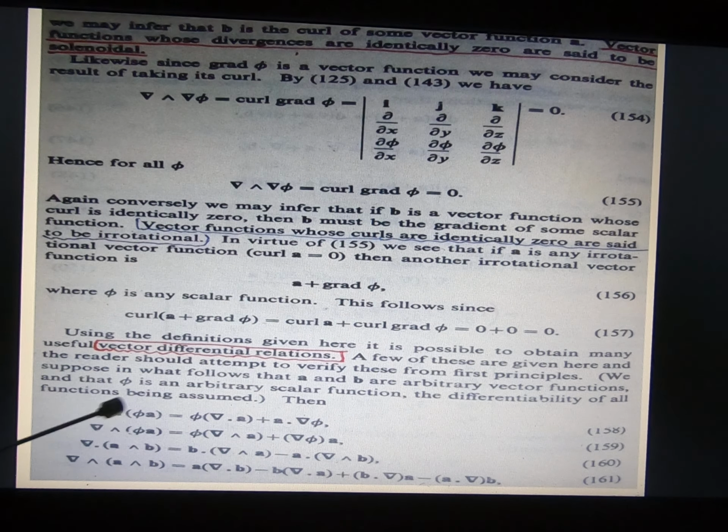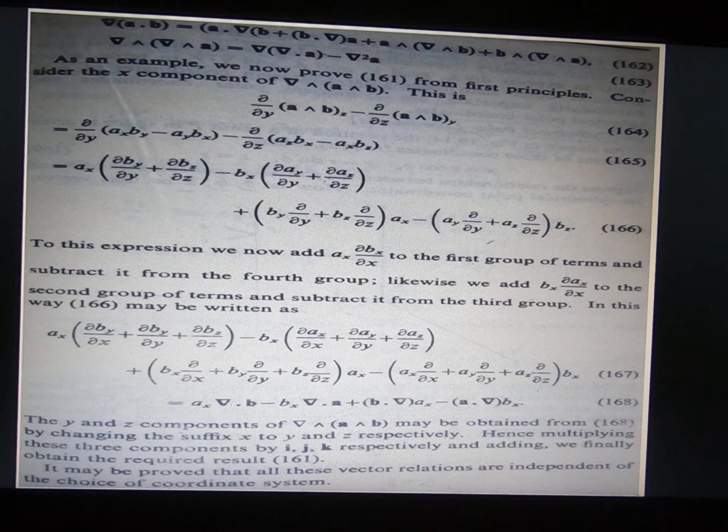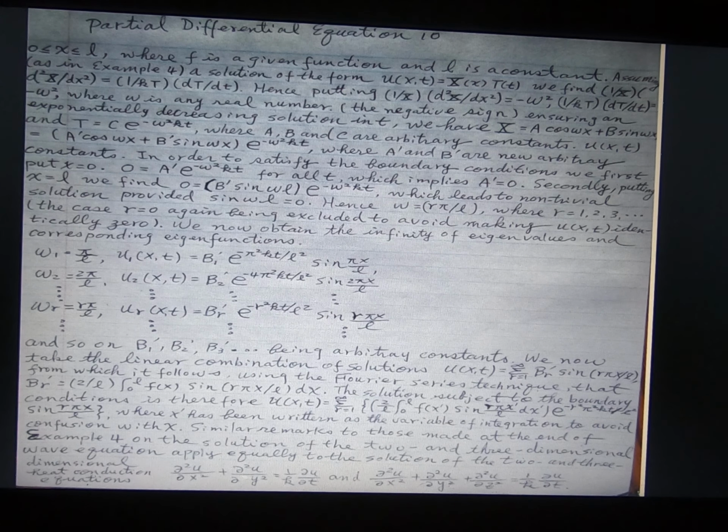and eventually you start getting div and curl, something like that, and eventually there are all kinds of operations, and these are more. So the heat conduction equation can be solved this way.